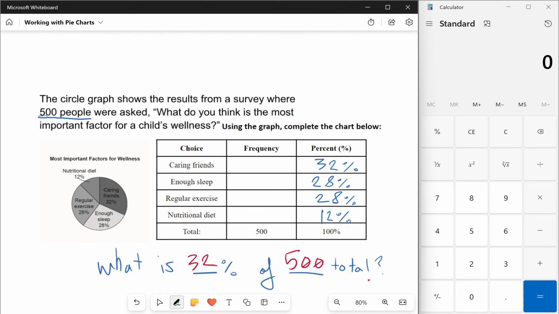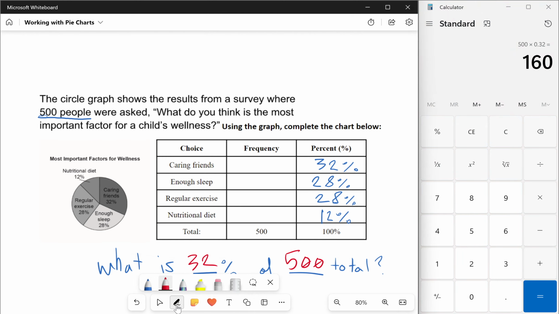What is 32% of 500 total? Well, I know how to solve that. I know how to find the percentage of a whole number. I just take that whole number, 500, and I multiply it by the decimal version of the percent. The decimal version of 32% is, we remember, 0.32. 32% of 500 is 160. So 160 people out of that 500 chose caring friends when asked, what do you think is the most important factor for a child's wellness?